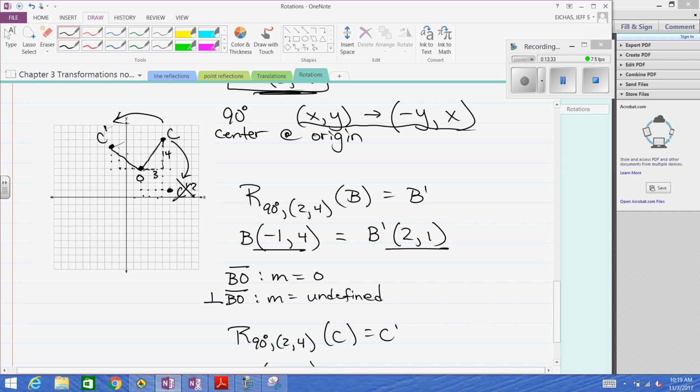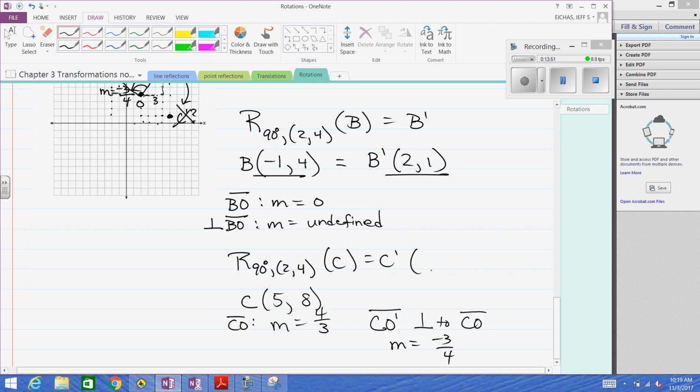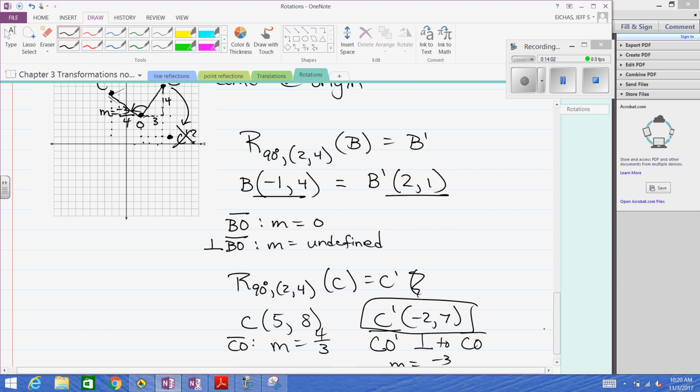Now look at that. That is going to make a 90 because this one's slope is 4/3. This slope is the negative reciprocal, so -3/4. C prime is at -2, 7. So C prime is at -2, 7. And that's what we're looking for. Okay, not an easy process. I'll go through some more examples in another session and show you some other stuff with circles.